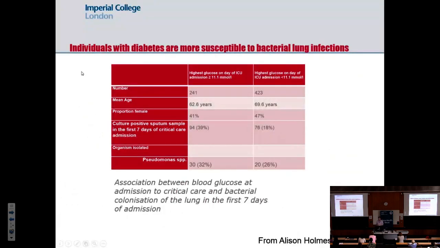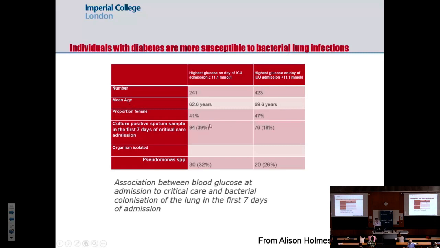The founding point that we started at is that individuals with diabetes are more susceptible to bacterial lung infections. This is data generated by Alison Holmes and Luke Moore, and it's based on the two critical care units, Hammersmith and St Mary's. They've got a large and interesting database which they can look into to see various different correlations of who's coming into the intensive care unit, what infections they have, what type of bugs they have, and a range of well-characterized clinical data about these people. We were interested in whether people who get into intensive care have a greater risk if they have a blood glucose level over 11.1 millimolar.